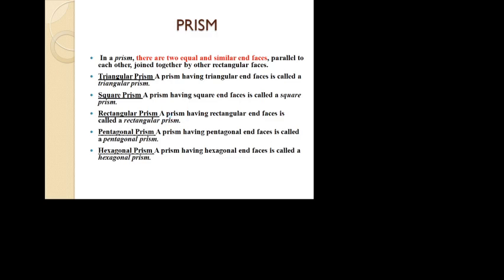For example, if it is a square prism, it has four faces. If it is triangular, it has three edges. Like that, pentagon and hexagon, the base is on the side: rectangle, square, pentagon. Again, taking this image, see, here there are three edges, so it is a triangular prism. And here is a rectangular prism. This one has five sides, so it is a pentagonal prism, and here six sides or six edges, so it is called a hexagonal prism.